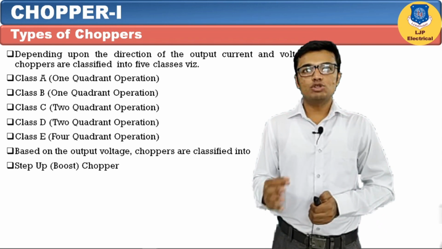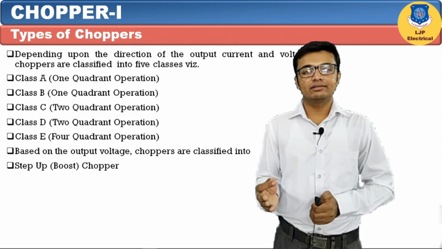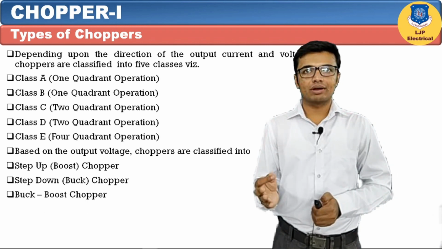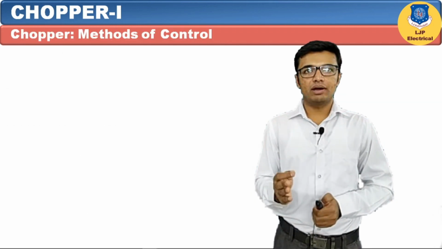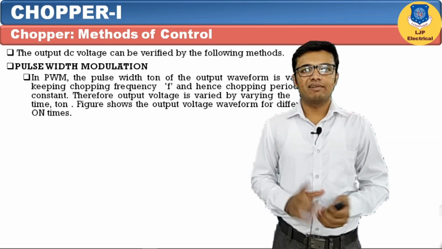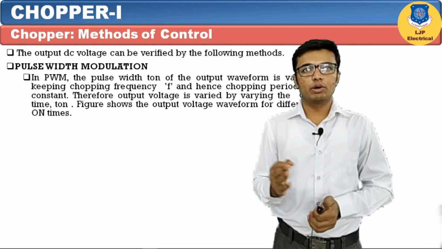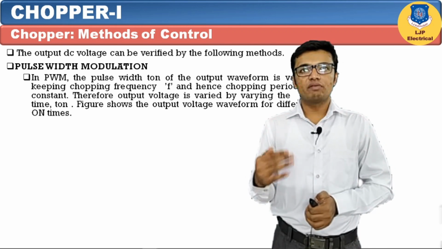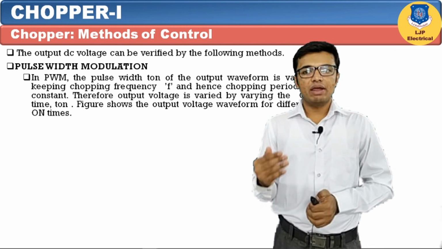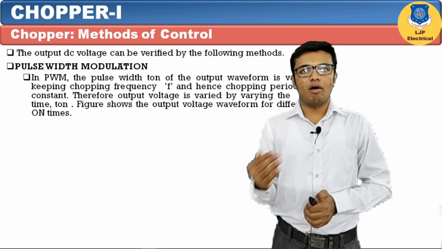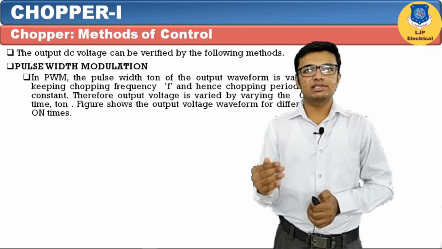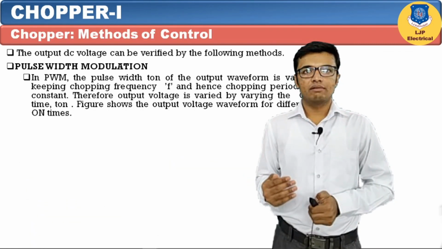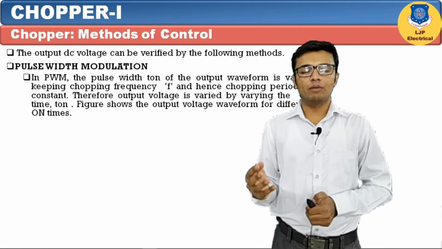At the same time, based on the output voltage, it is also classified as step up chopper, step down chopper and buck boost chopper, etc. Let's see various methods to control the chopper. The first method is pulse width modulation. In this method, we vary the turn on time or turn off time and we keep the frequency constant. Let's see the waveform of this method.